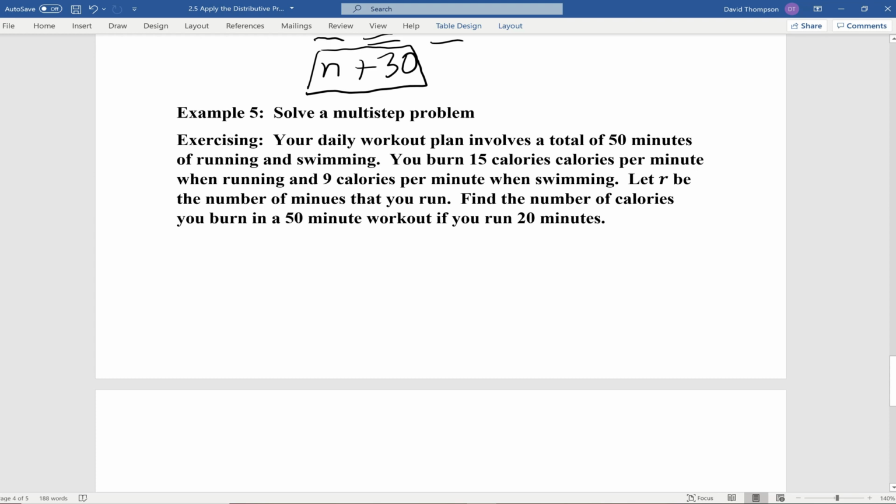Example 5. Solve a multi-step problem. This one's about exercising. Your daily workout plan involves a total of 50 minutes of running and swimming. You burn 15 calories per minute when running and 9 calories per minute when swimming. Let R be the number of minutes that you run. Find the number of calories you burn in a 50-minute workout if you run for 20 minutes.